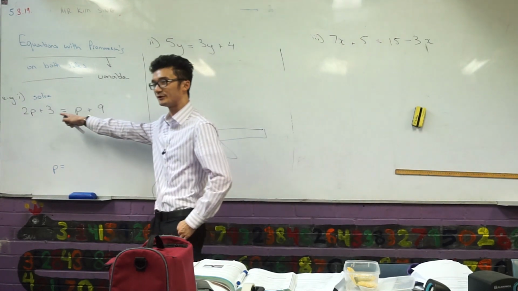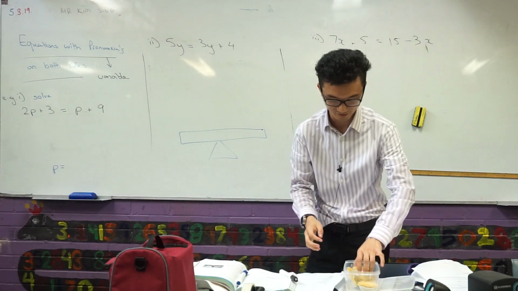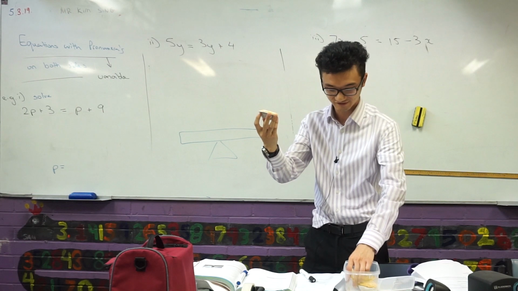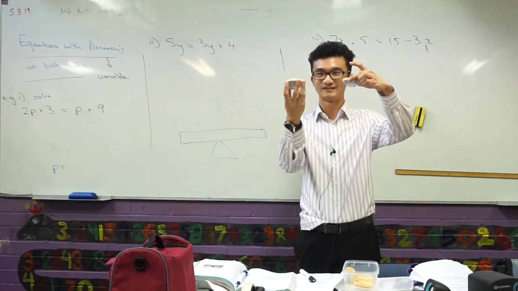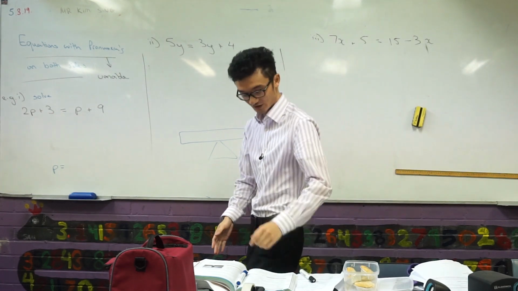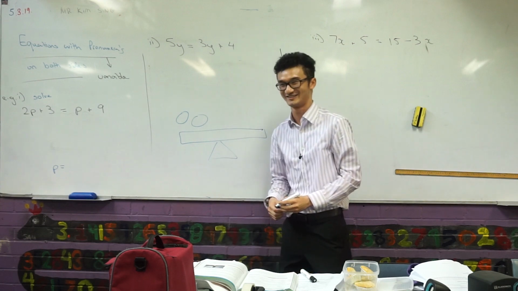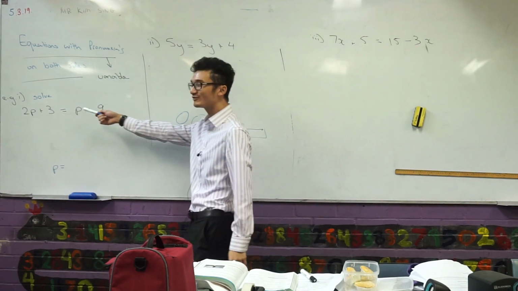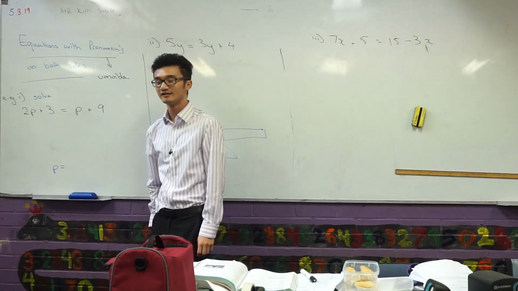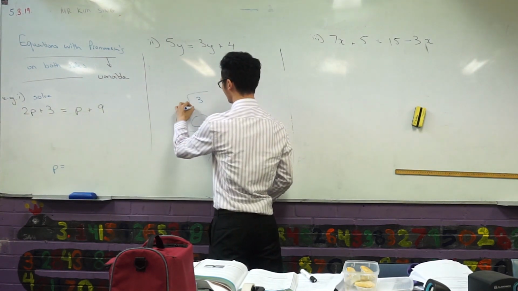Remember, what does 2p actually mean? It means 2 times p. So how many pies do I have? I don't just have one, I have 2. Can I pick up the second without dropping it? I can. 2 pies, 2 meat pies. So I've got 2 of these pies here. And I can't draw pies very well, so I'm just going to draw circles. But what else do I have here? I have 3. So let's say I've got a 3 kilogram weight.